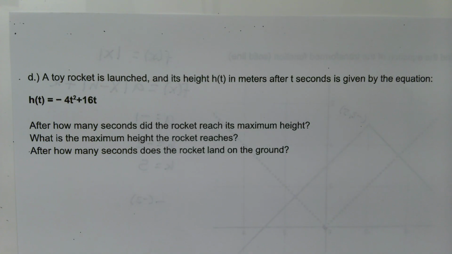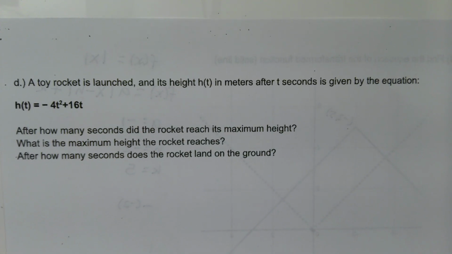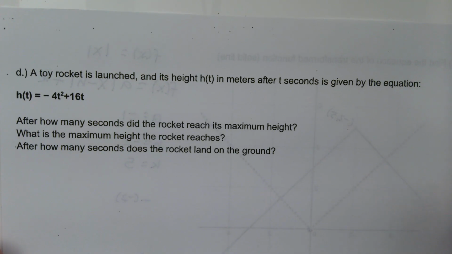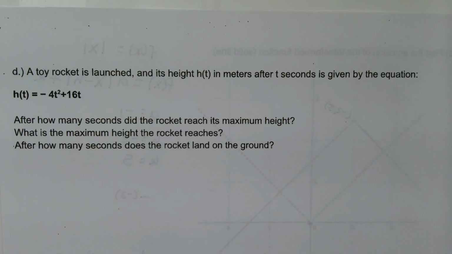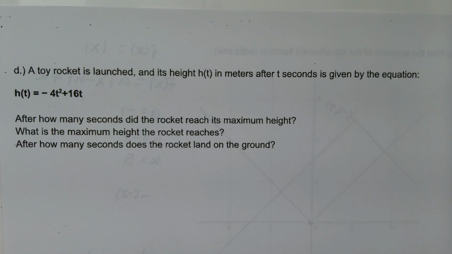On this one, I'm only going to do one of them. A toy rocket is launched and its height in meters after t seconds is given by the equation h of t is negative 4t squared plus 16t. After how many seconds does the rocket reach its max height? What is the maximum height the rocket reaches? After how many seconds does the rocket land on the ground?